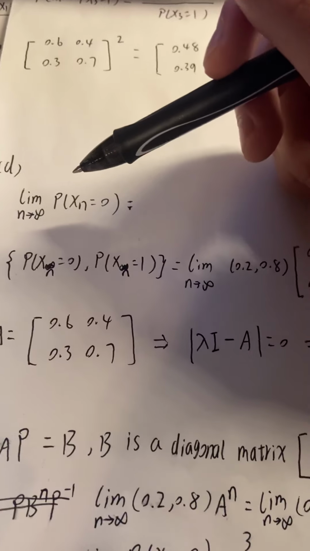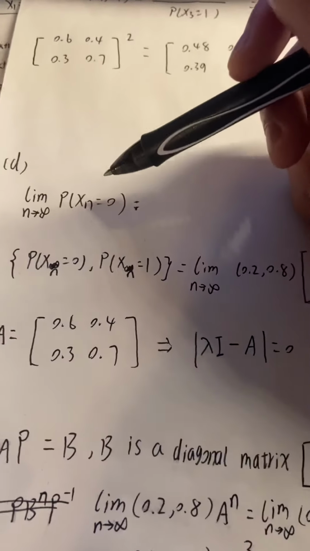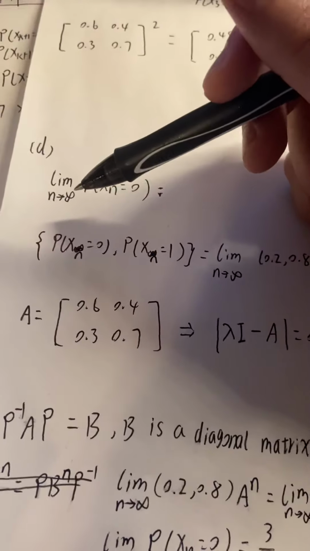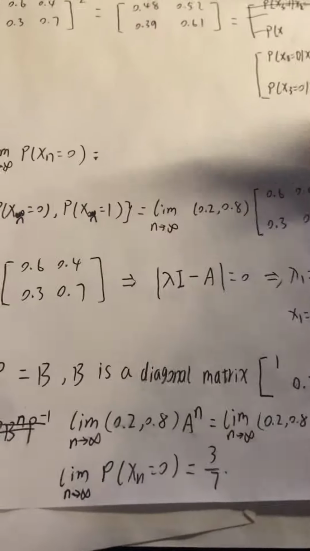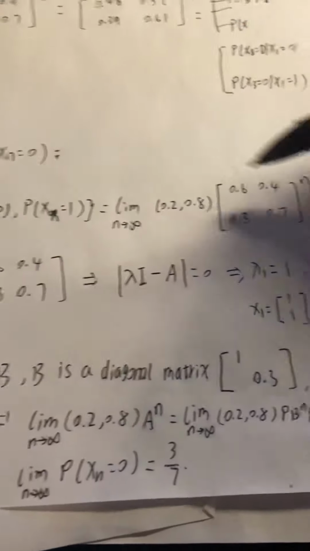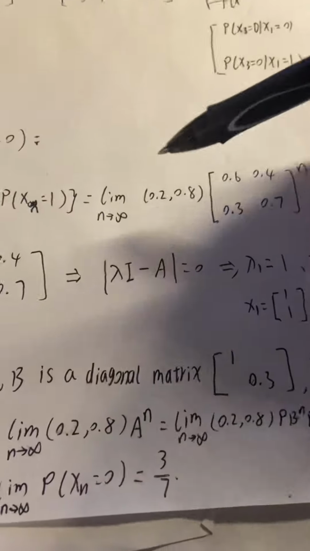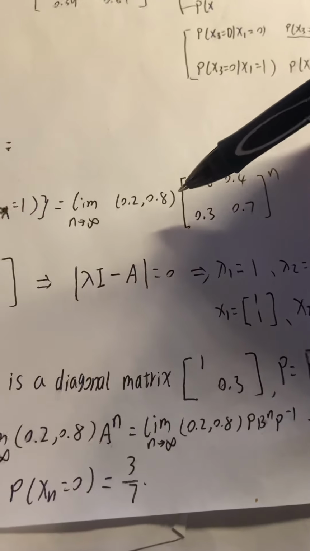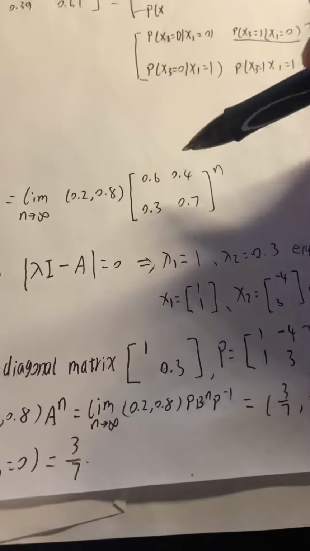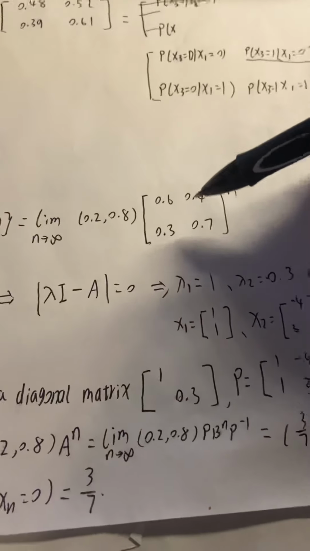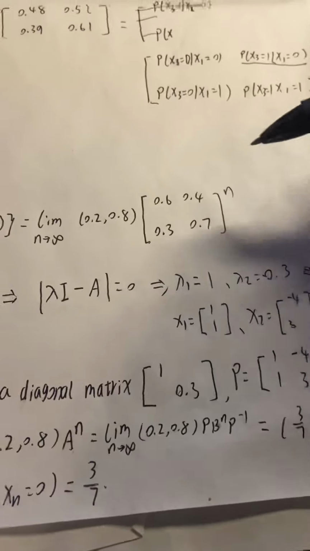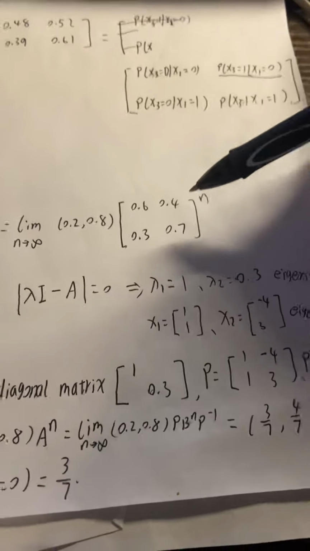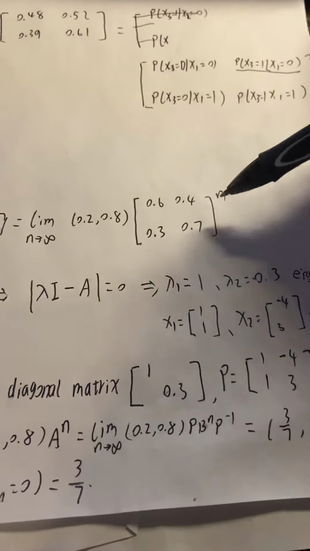The fourth problem, problem D, we need to find the probability of xn equals 0 when n approaches infinity. Again, we can use the probability of x equals 0 and x equals 1 times this conditional probability matrix. But this time we need to compute the n power of the matrix.